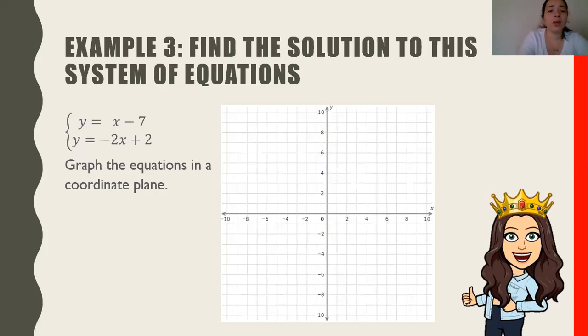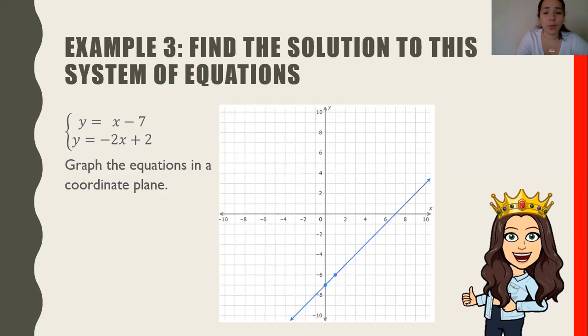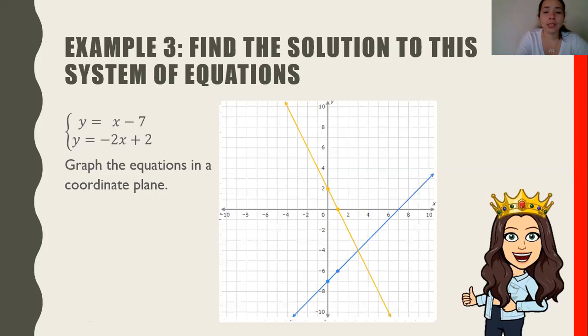Again, I do the same thing. I graph y equals x minus 7. So I look at the y-intercept, which is -7. The slope is 1/1. So I go ahead and graph that. I look at y equals -2x plus 2. So the y-intercept is 2. The slope is -2. I got that. That's the yellow line. And again, we just see where both of those lines meet.